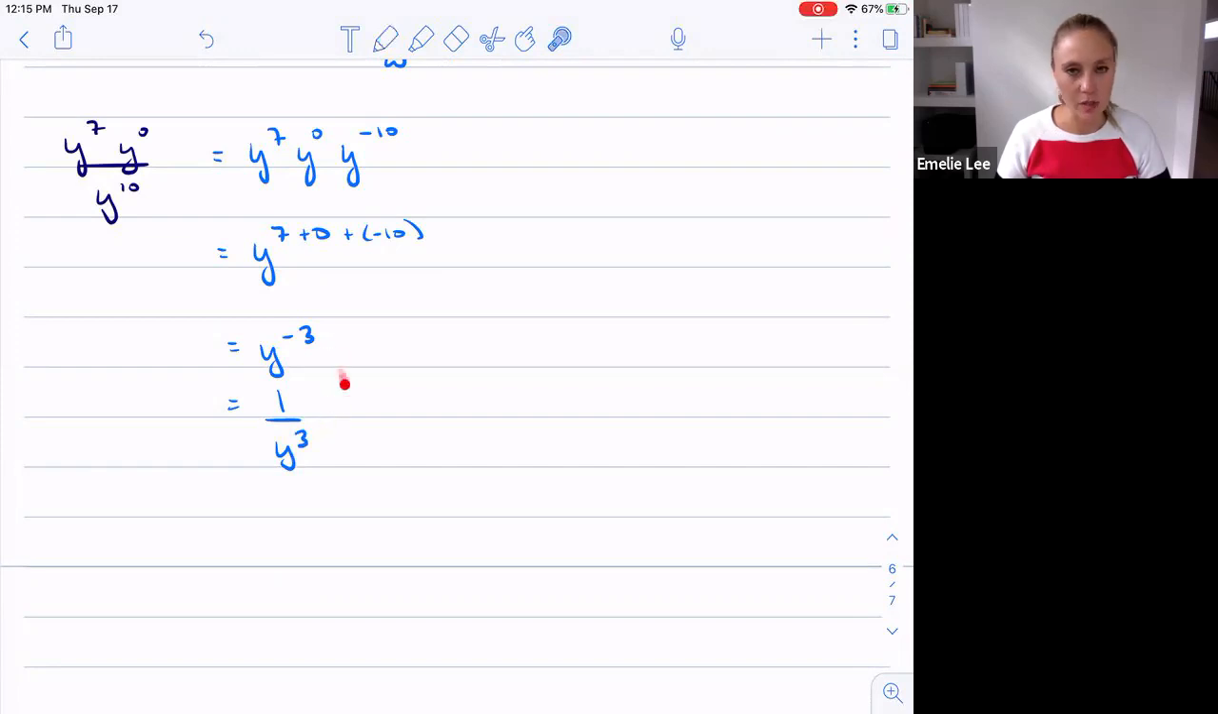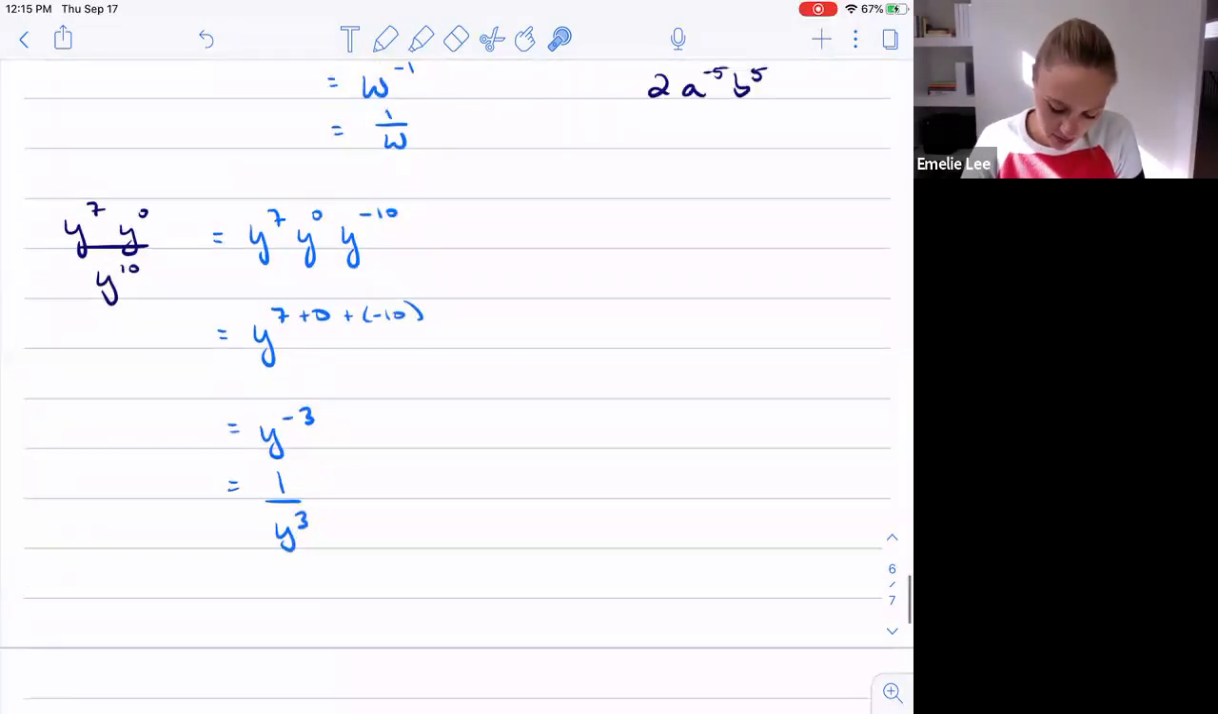Whichever version you prefer, if you want to write y to the negative 3, that's fine. If you want to write 1 over y to the 3, that's totally fine too. All right, so it's just a matter of preference, because they're equivalent. And it doesn't matter which approach you take, you should always get to the same answer. Otherwise, you've done something illegal.